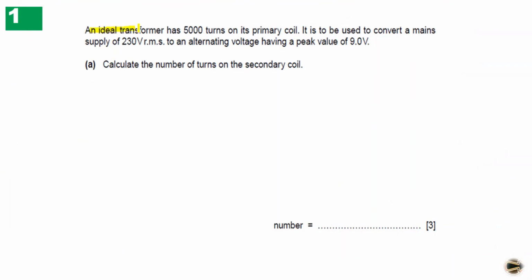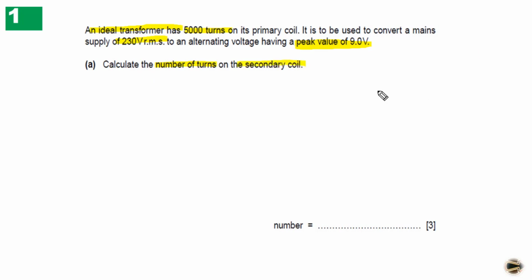This question is about an ideal transformer. As you can see here, the number of turns on the primary coil is given to us. We have 5000 turns on the primary coil and the primary voltage is given. Its RMS value is given, and the secondary voltage is also given, but its value is a peak value. What we need to find is the number of turns on the secondary coil.